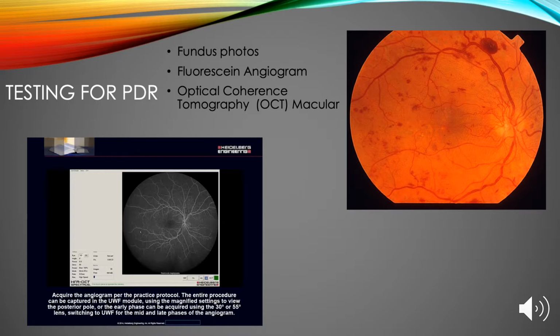A different type of photography is called fluorescein angiogram. This photography requires an injection of a dye into the vein called fluorescein, which brightens the blood vessels of the eye. Once the dye is injected, the video on the left shows how the vessels become more visible, allowing detection of leakages and newly formed vessels.